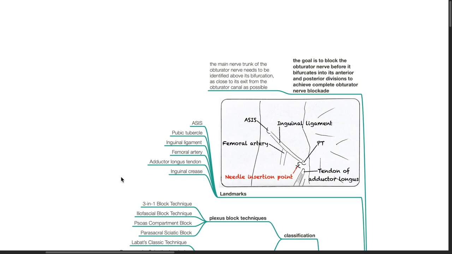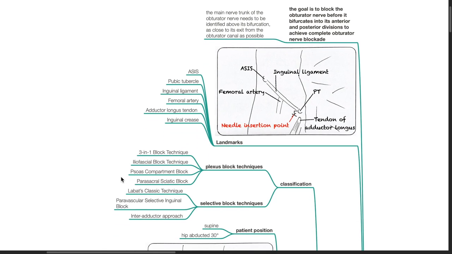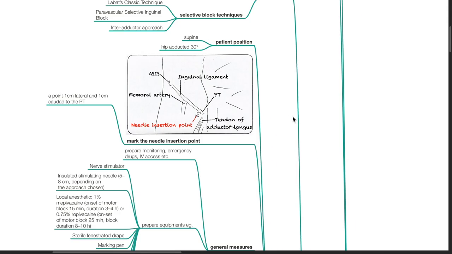Important landmarks include ASIS, pubic tubercle, inguinal ligament, femoral artery, adductor longus tendon, and the inguinal crease. Techniques.